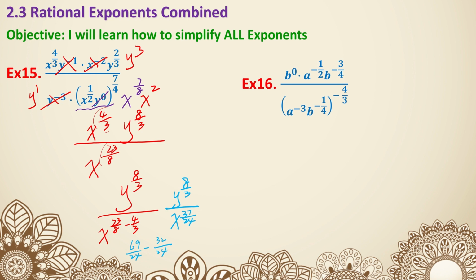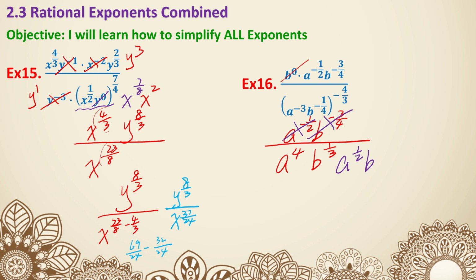Last one, example 16. Cross out the 0 power. We do need to deal with the parentheses. So let's copy everything down on the top. As for the bottom, -3 times -4/3 is a +4. b to the -1/4 times a -4/3 is b to the 1/3. And then the top, they're both negative, so move them to the bottom, to the 3/4. That leaves a 1 on the top.